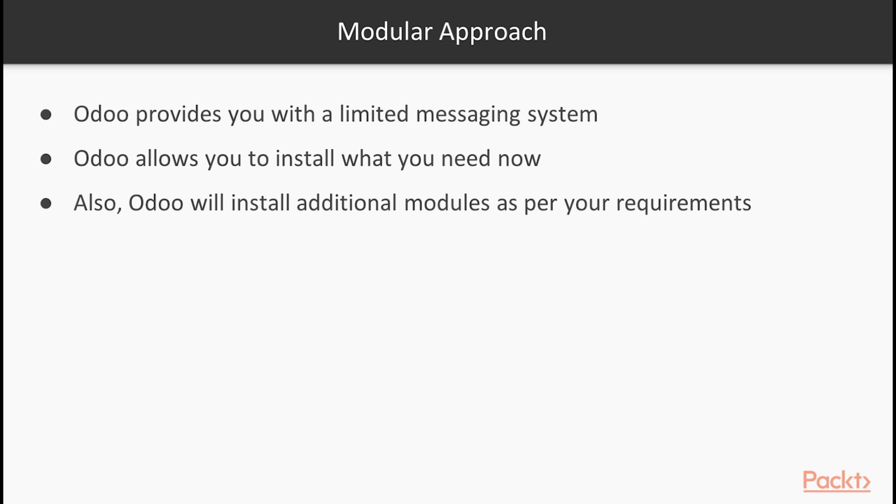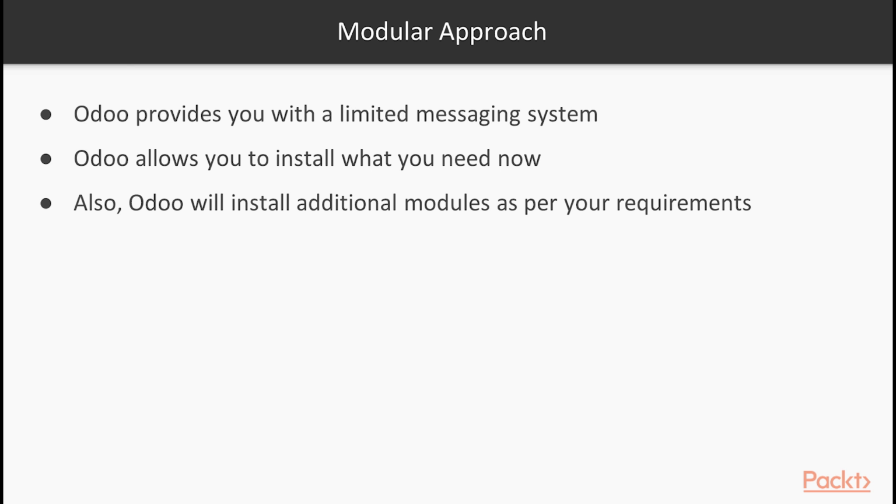Implementing Odoo using a modular approach. The bare-bones installation of Odoo simply provides you with a limited messaging system. To manage your Odoo implementation, you must begin with the planning of the modules with which you will work first. Odoo allows you to install just what you need now, and then install additional Odoo modules as you better define your requirements. It can be valuable to take this approach when you are considering how you will implement Odoo for your own business.